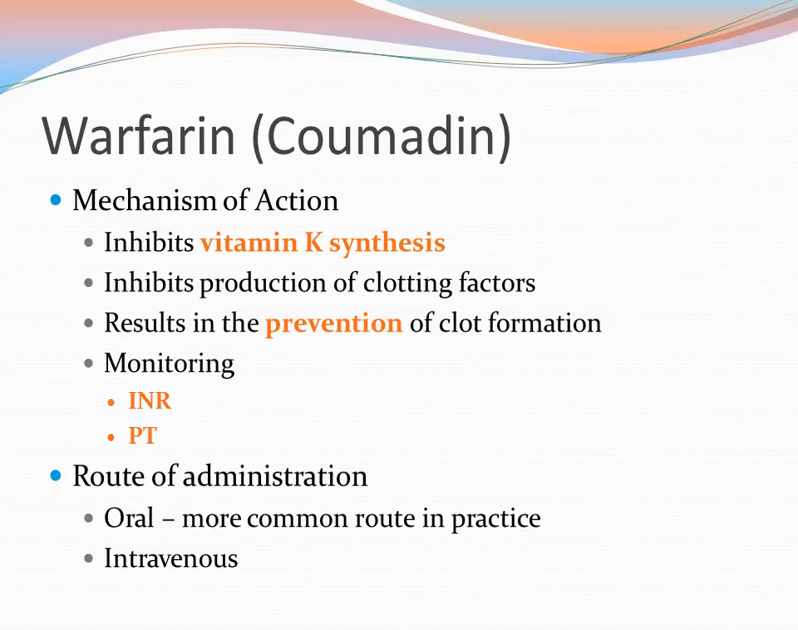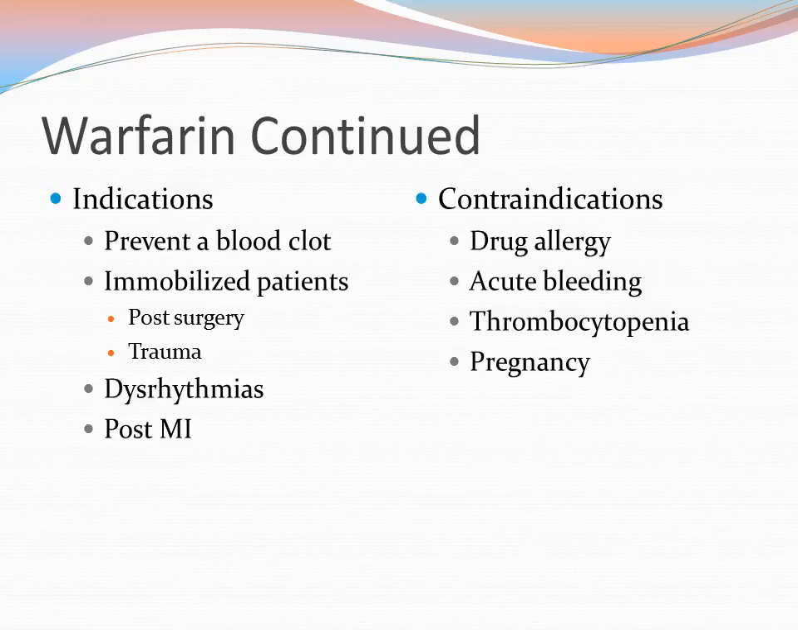As far as routes of administration, I didn't even know there was an IV route till I read your book. Oral is your most common. Most of the time it comes in a little tablet that patients take, but apparently there is an intravenous form of it as well. It's just not commonly used. As far as indications for this, it's best used for preventing a thrombolytic event. So identify patients who are at risk and then get them started on this. I've got those listed there for you as well.